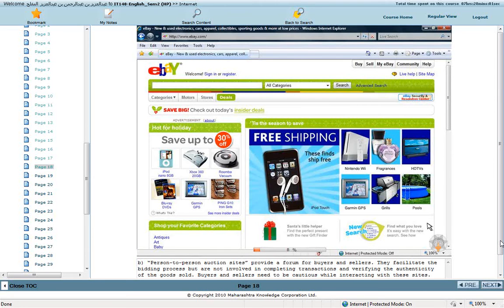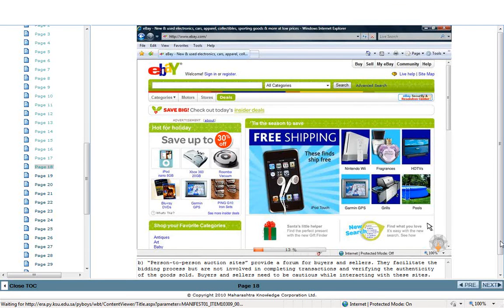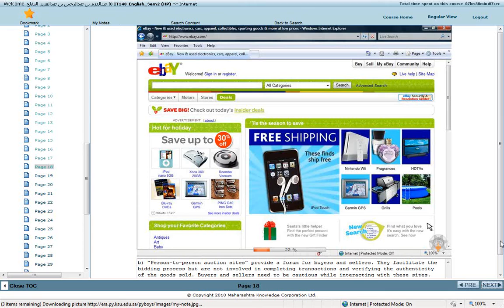Person-to-person auction sites provide a forum for buyers and sellers. They facilitate the bidding process but are not involved in completing transactions and verifying the authenticity of the goods sold. Buyers and sellers need to be cautious while interacting with these sites.